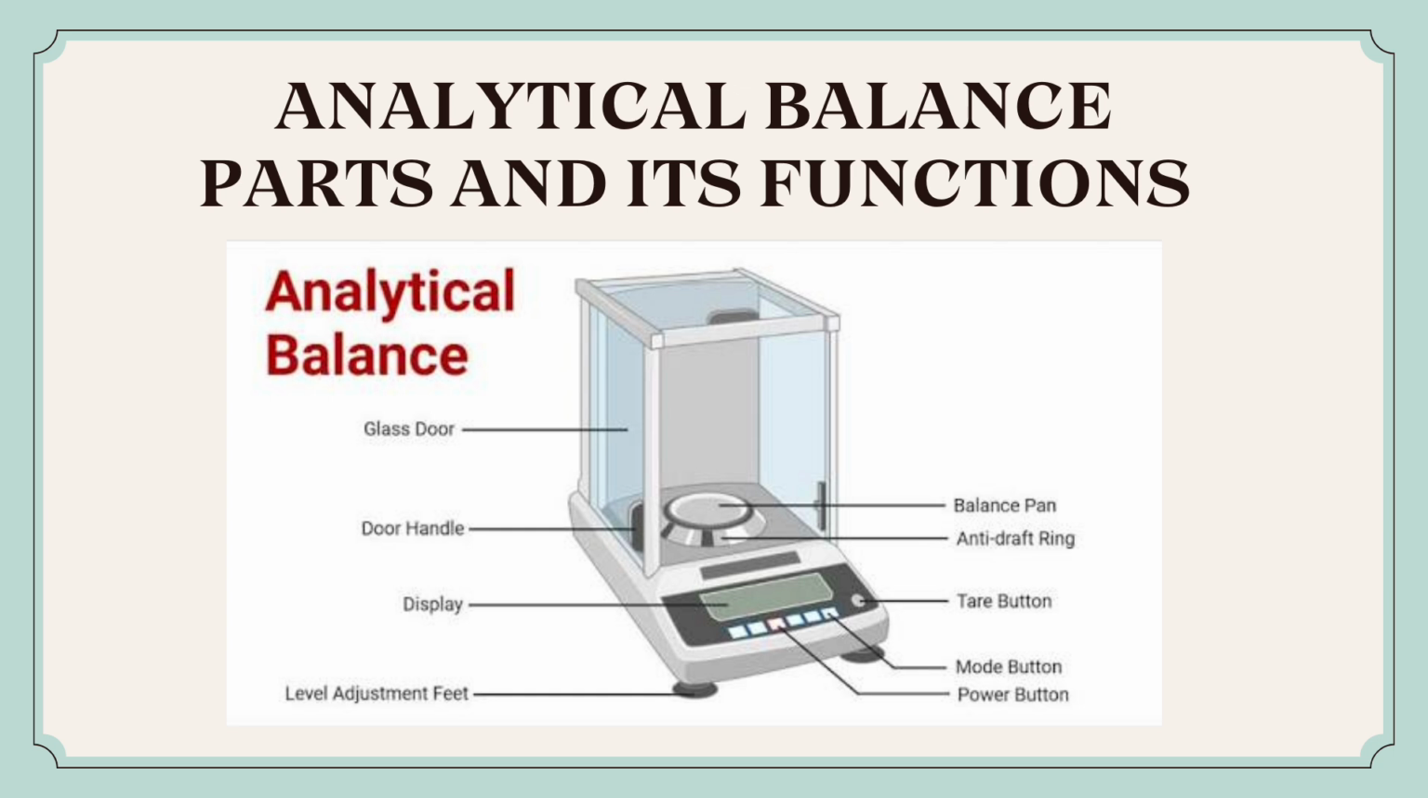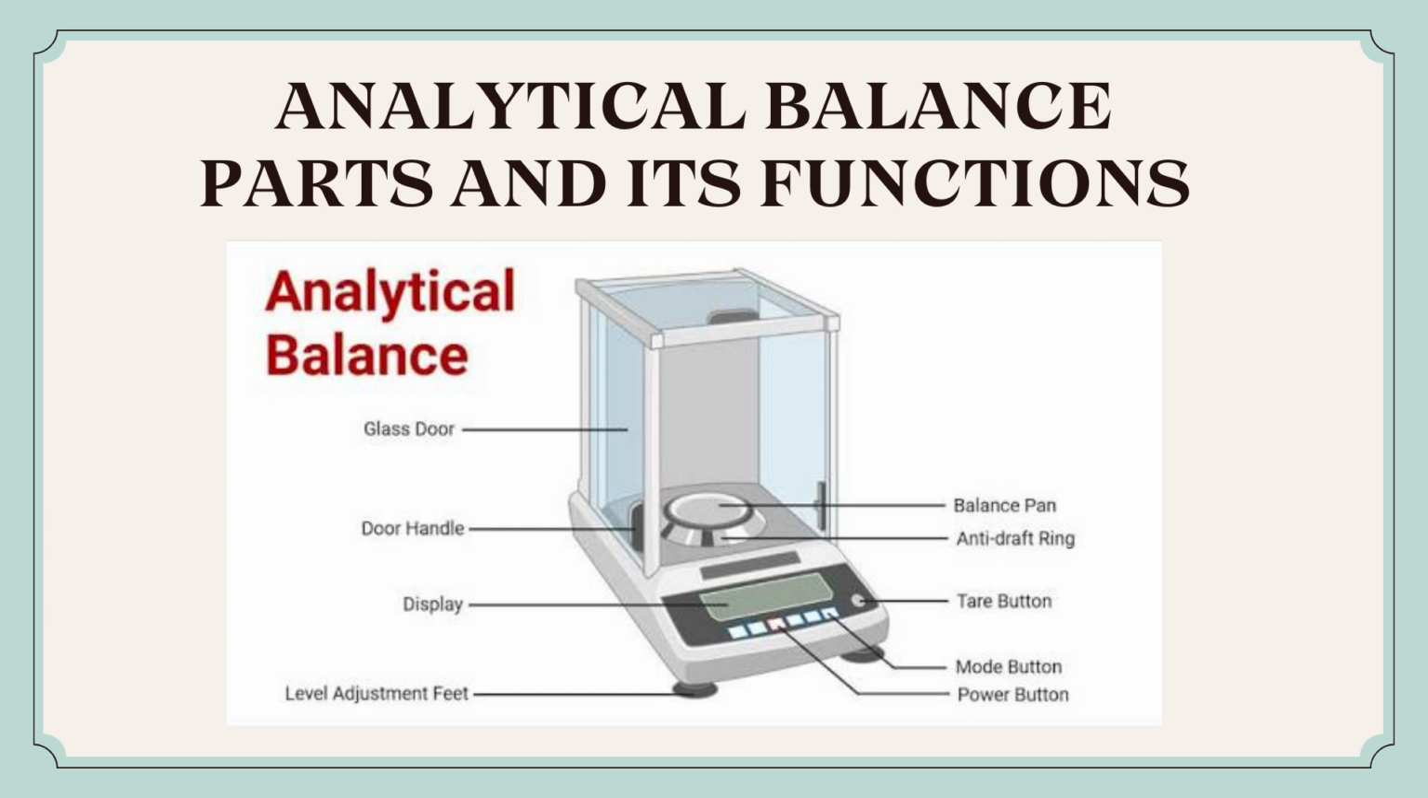First, the glass door. The glass door encloses the weighing chamber to protect the sample from air currents and environmental factors that could affect the accuracy of the measurement. Second, the door handle. The door handle is used to open and close the glass door, allowing access to the balance pan while maintaining a controlled environment. Third, the balance pan. The balance pan is where the sample is placed to be weighed, providing a stable and level surface for accurate mass determination.